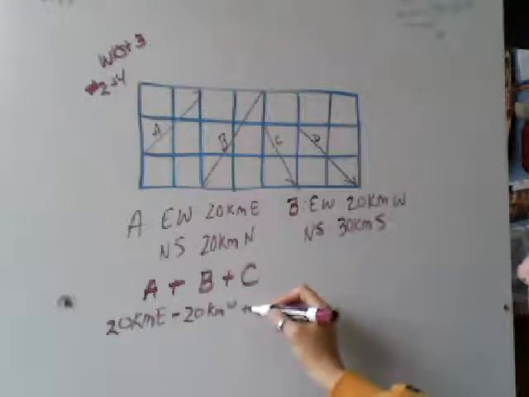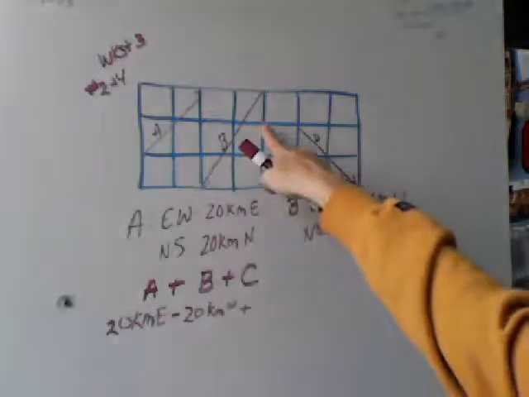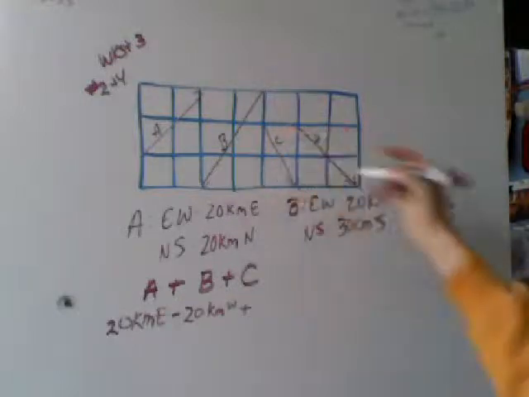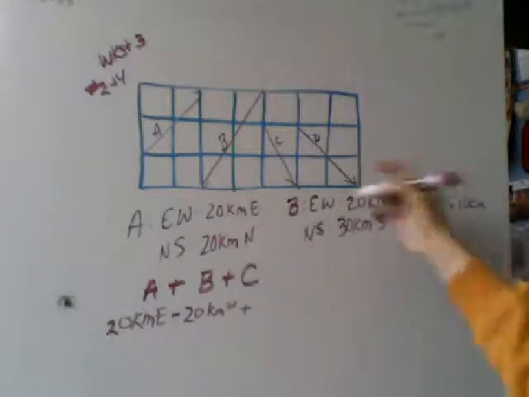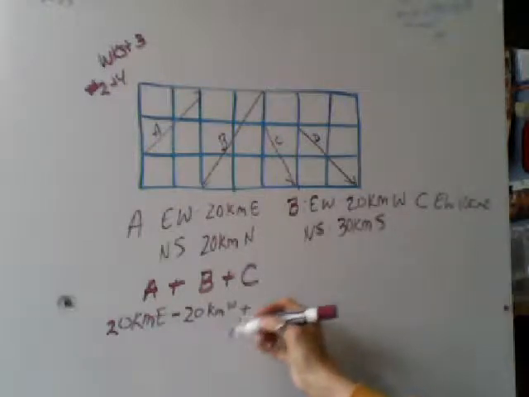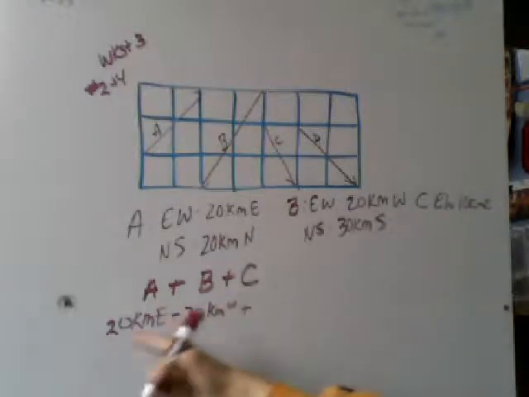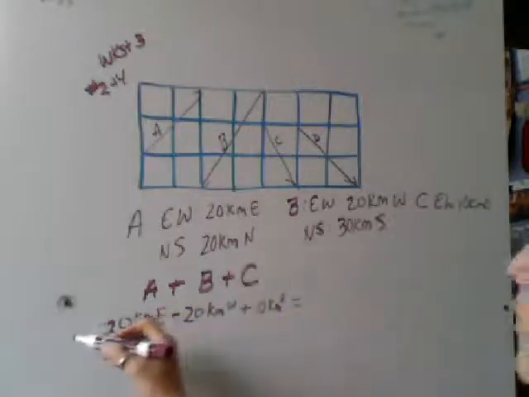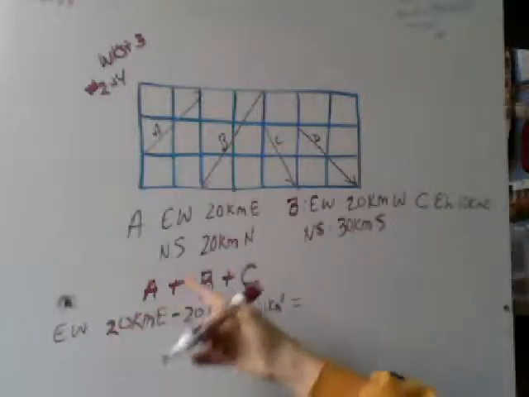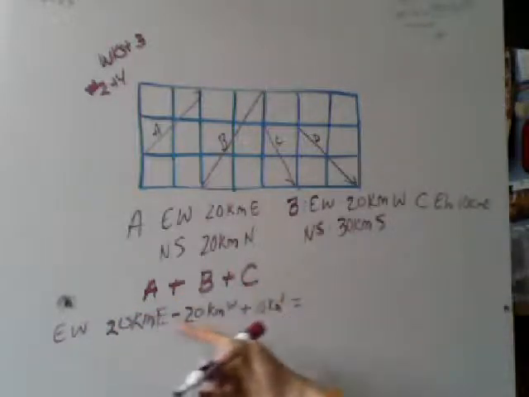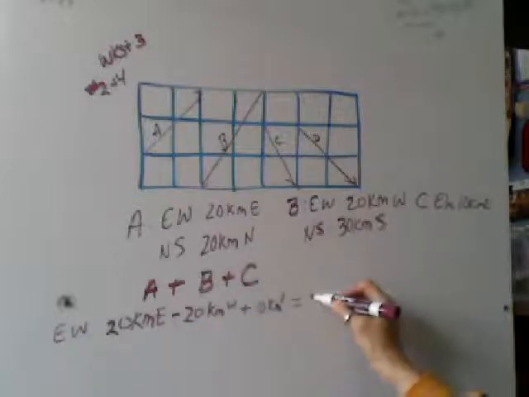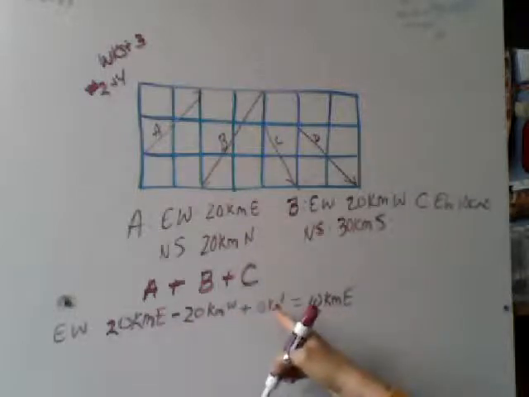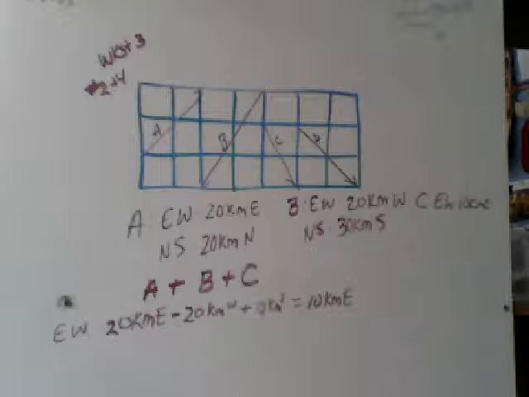And we didn't do C, so we look at C and we see that C has a component in the east-west direction of 10 kilometers to the east. So it's in the same direction as this one, so it'll be added, 10 kilometers. So the overall east and west displacement of these three vectors added together is 20 minus 20 plus 10, so it's 10 kilometers in the east direction because our east vector was larger than our western vector.